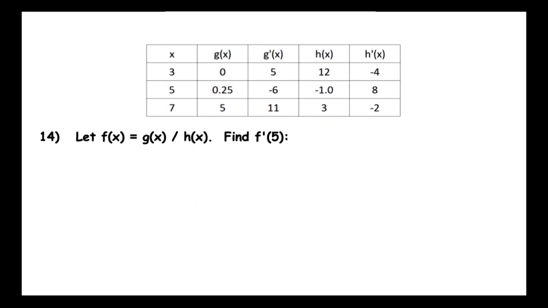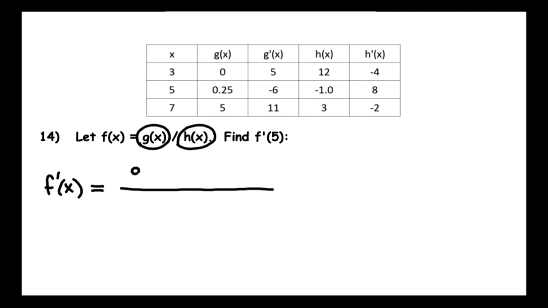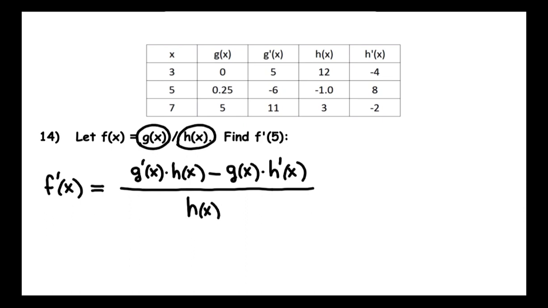Okay, again, to find f prime of 5, first we need f prime of x. And since f of x is g divided by h, the g sort of becomes the u. So we're going to have u prime v minus u v prime over v squared. As you can see, I replaced all the x's with 5 since we're looking for f prime of 5 instead of f prime of x.